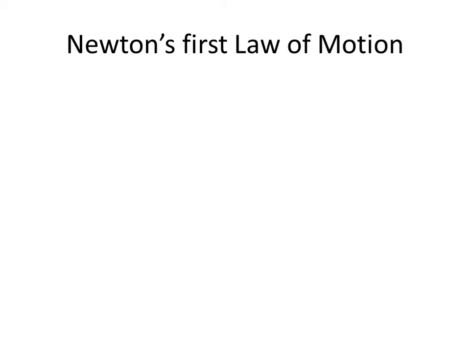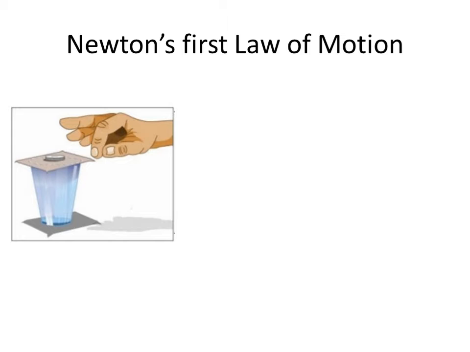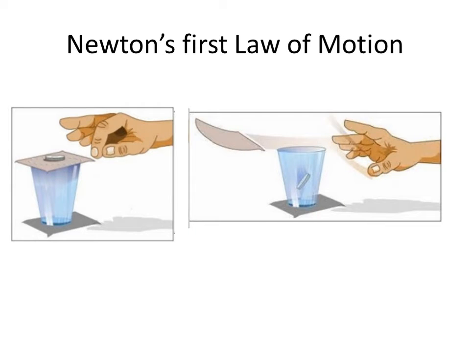Newton's first law of motion. What would happen if you flick this cardboard that has a glass as a support and a coin placed at the center? Which one will move and which one will not? And why? The cardboard will fly away forward. The coin will drop inside the glass.